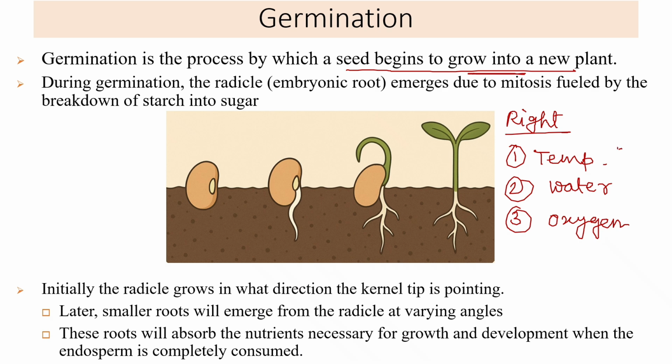After getting the right environmental conditions, the seed wakes up from dormancy. At first the radicle grows, and later the seed coat breaks open. After the seed coat breaks, the radicle grows and the shoot, called the plumule, grows upward and forms a new plant.